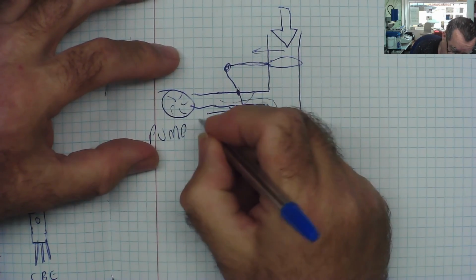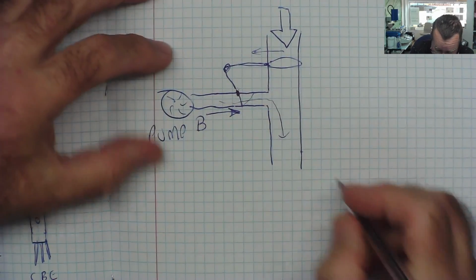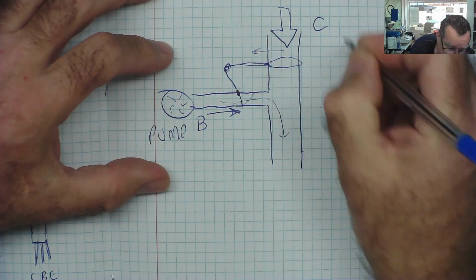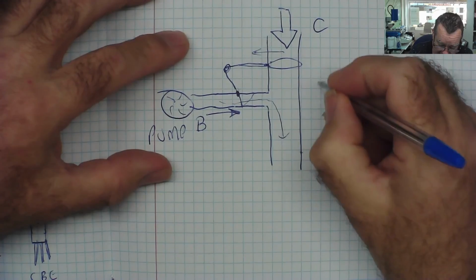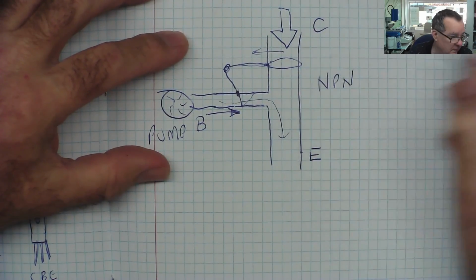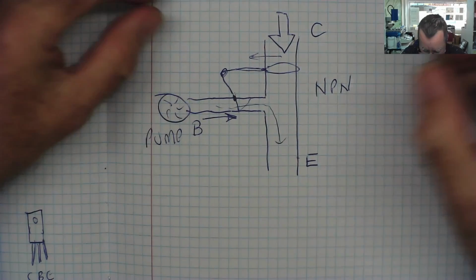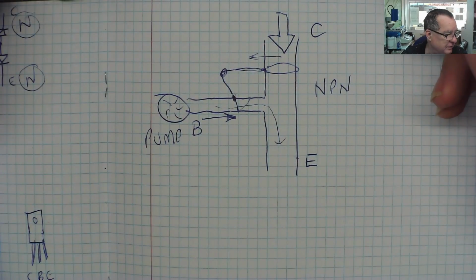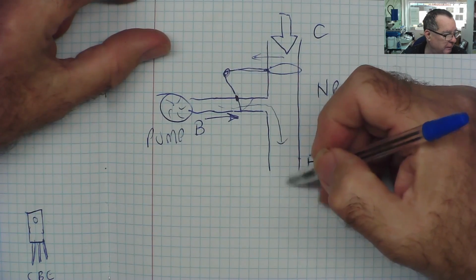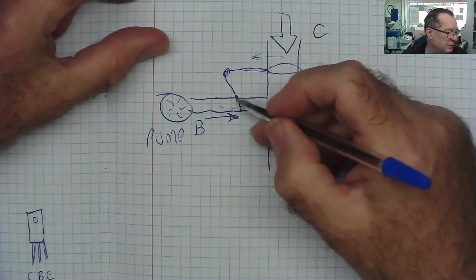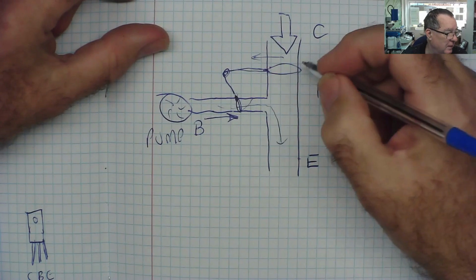This would be your base, the control terminal, the valve. This is your collector, and this is your emitter. This is for an NPN type transistor. Okay, so that's basically how it works. There's a few things that you should just consider here which are important. First of all, no water will flow through here until you reach at least a certain pressure here to start moving the valve. Okay, that's the first thing.